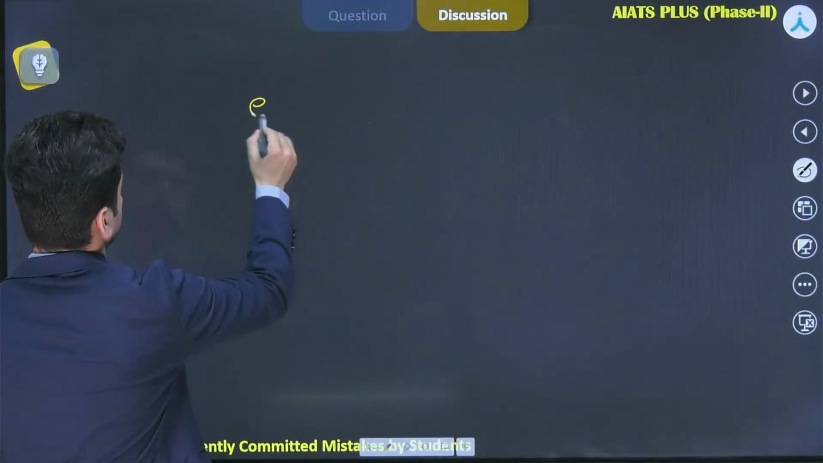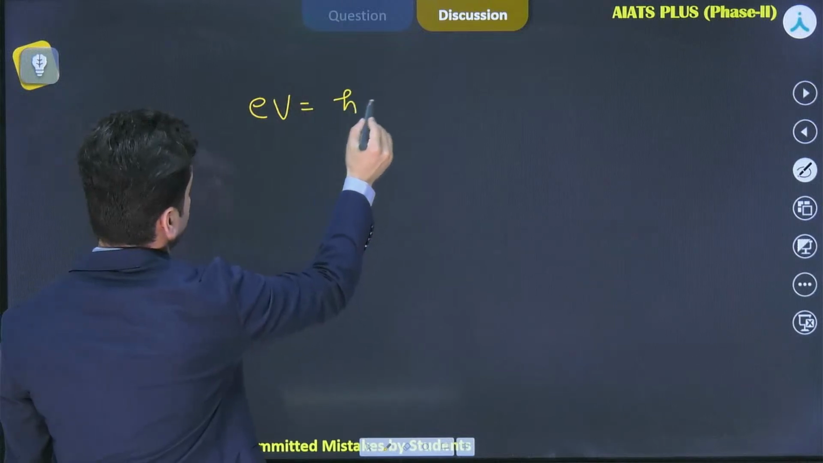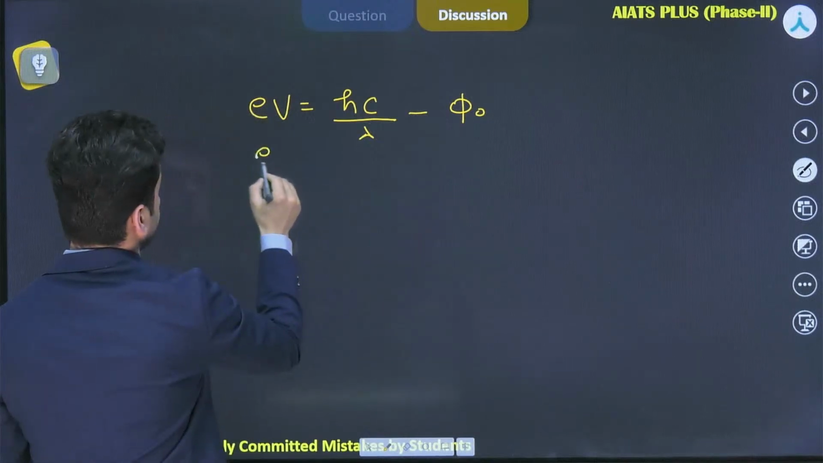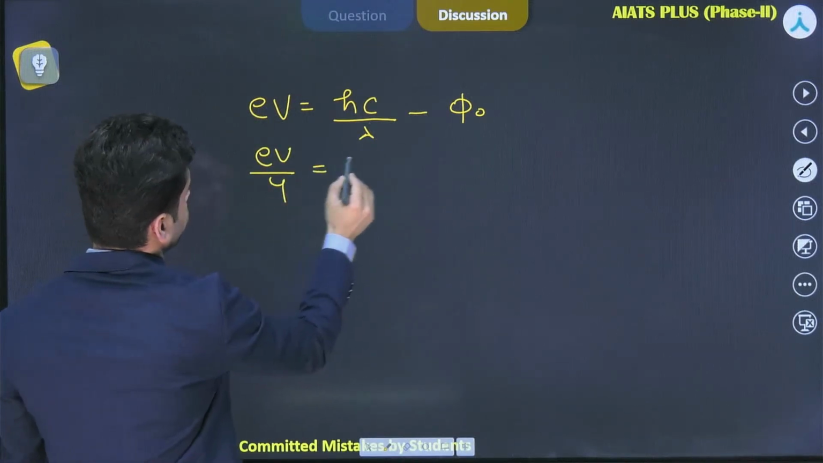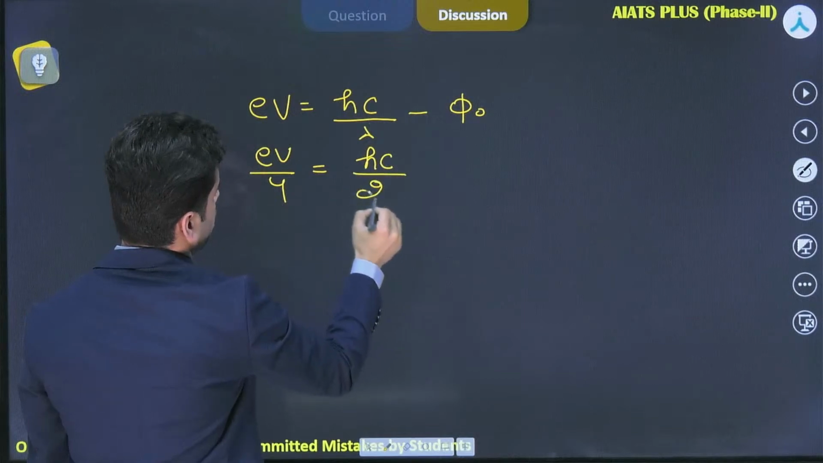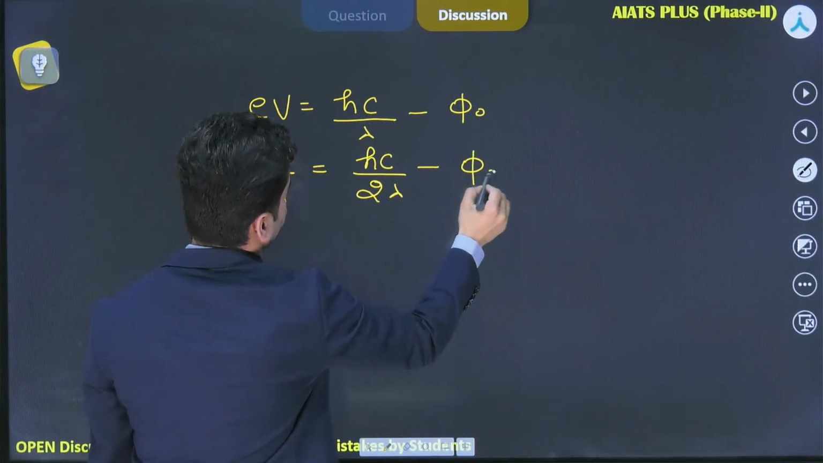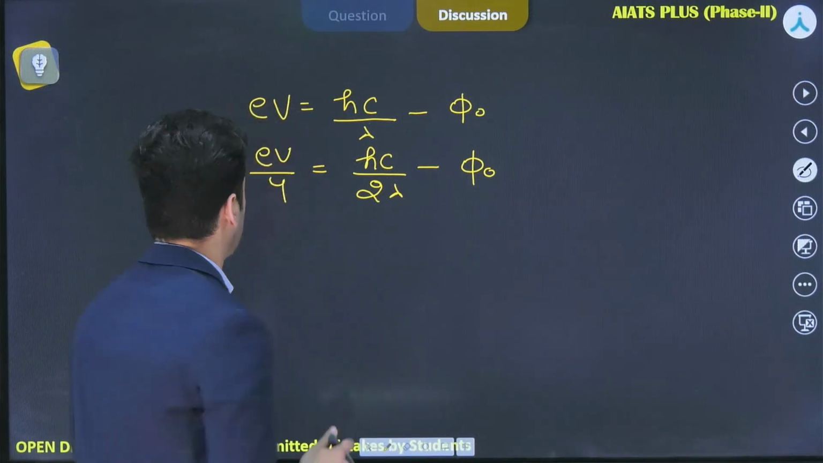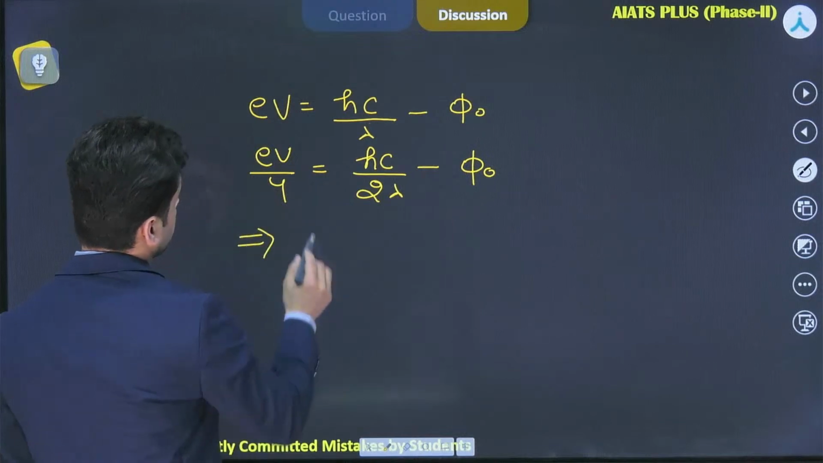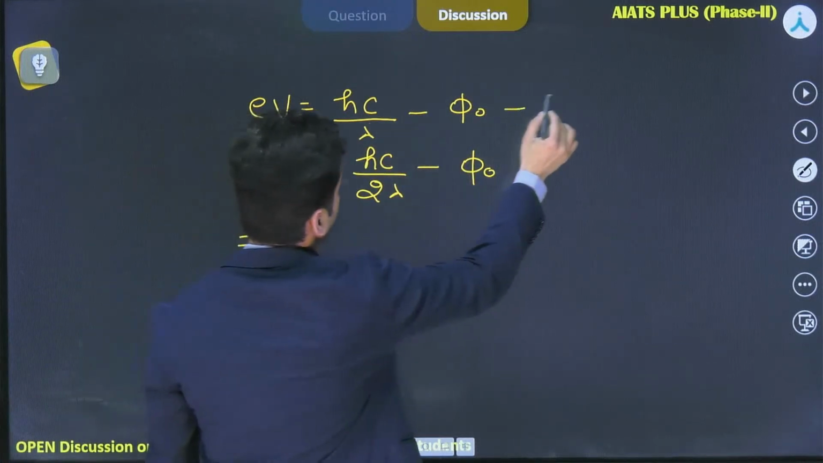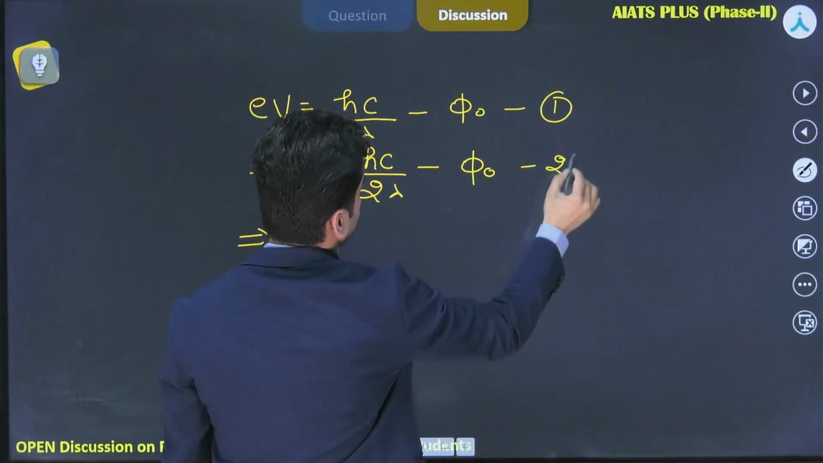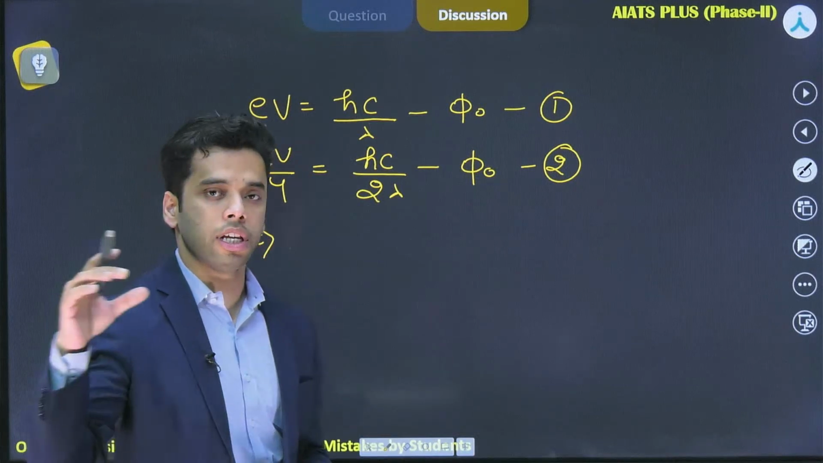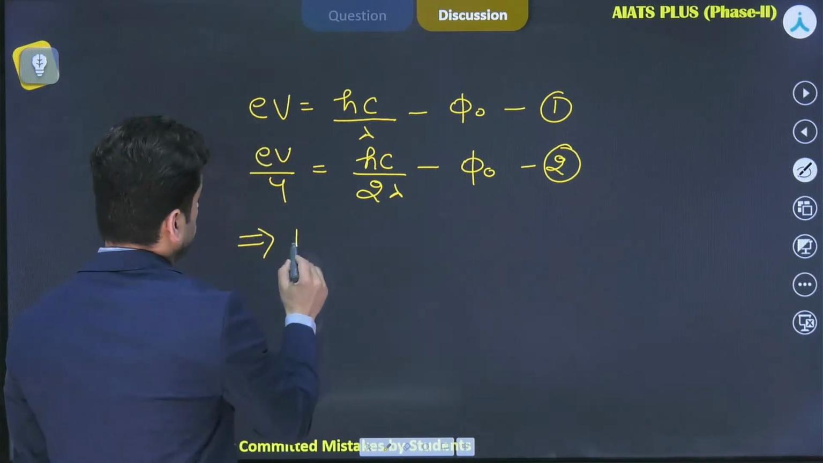So let me write the equations over here. eV is equal to hc by lambda minus phi naught, and eV by 4 is equal to hc by 2 lambda minus phi naught, and you have to find the threshold wavelength. Now, let me solve this for you. I'll take the value of eV from equation 1 and put it in equation 2. So I'll write 1 by 4 times eV.